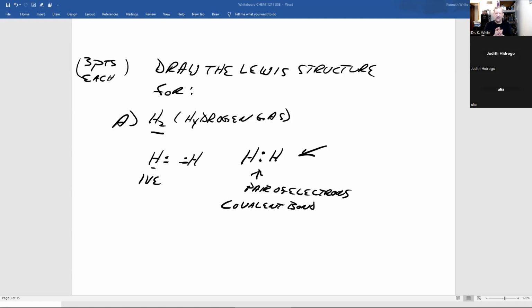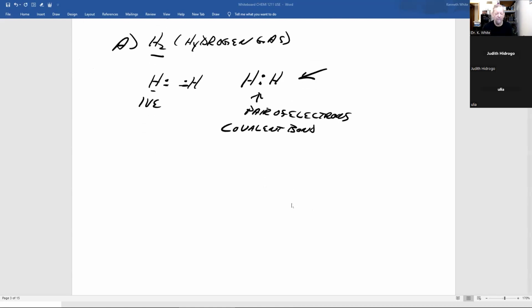So let's have some practice. First one, chlorine gas, which I worked with in a lab, dangerous stuff, but it's very useful. And that has a formula, Cl2. So if we go back to our problem, part B would be draw the Lewis structure for chlorine gas, Cl2. Well, how do you do this?